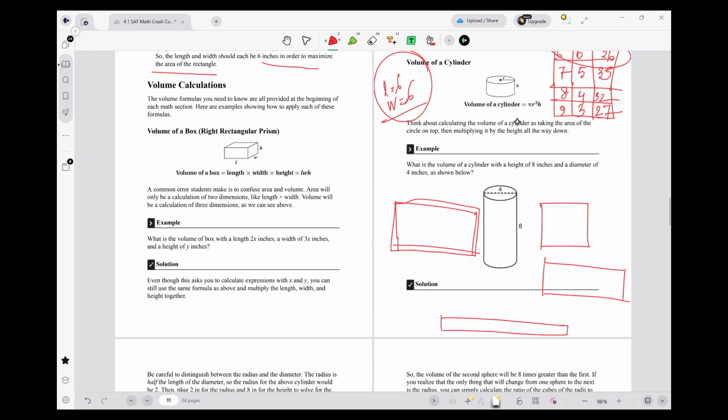Maybe they all have the same perimeter. This is basically the perimeter 24, right? P equals 24. Maybe this also has the perimeter P equals 24, and this one too. Consider it like this, P equals 24. But the area is not the same. The area is different.